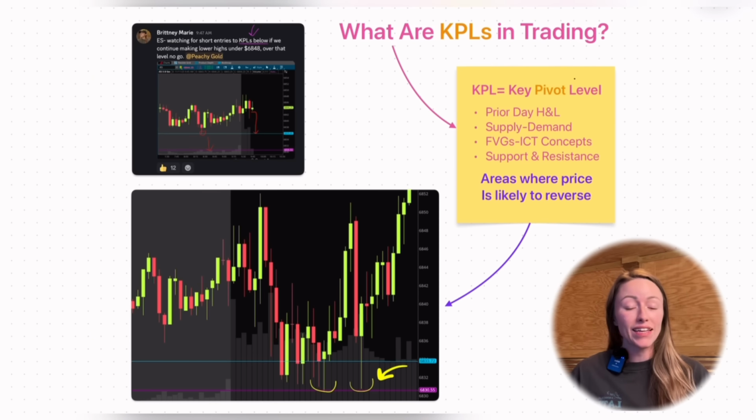So we're going to go ahead and cover one of the most common questions I get in all of my content, and that is, what are KPLs? What does that stand for? So KPLs right here is a key pivot level.